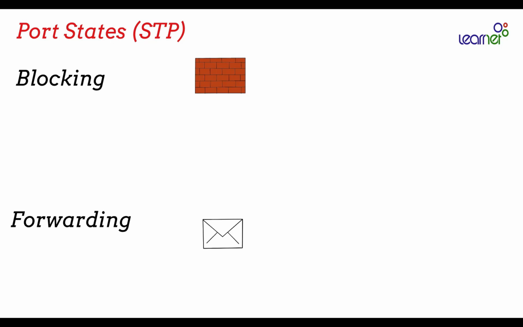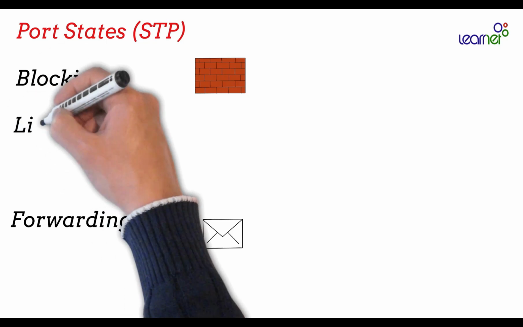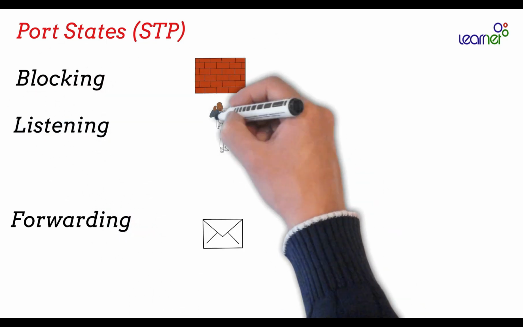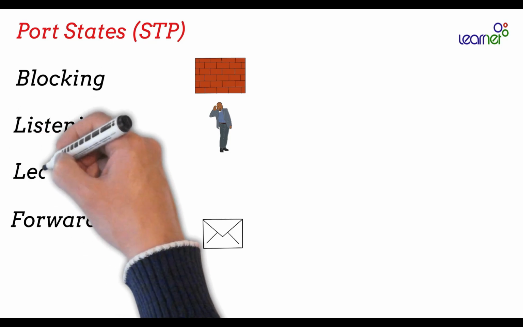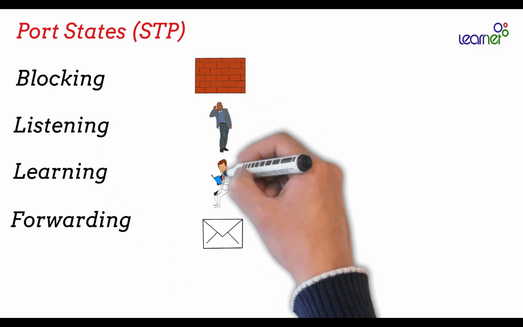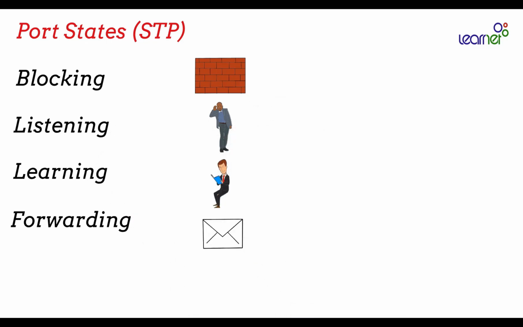The first transitory state is called listening. In this state, the switch clears unused MAC addresses from the CAM table. The switch will not learn MAC addresses or forward frames in this state. The next transitory state is called learning. In this transitory state, the switch begins to learn MAC addresses on the port, but does not forward frames yet.